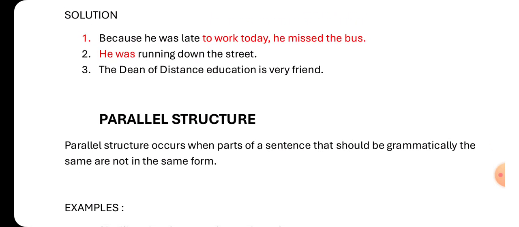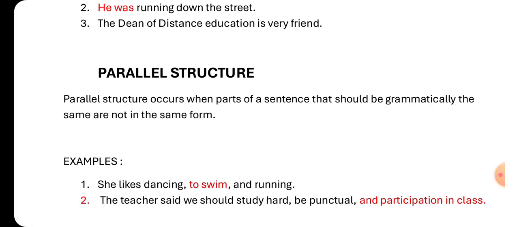Also, this is the problem, and this is how we can solve it. Let's look at what we call parallel structure. Parallel structure occurs when parts of a sentence that should be grammatically the same are not in the same form.